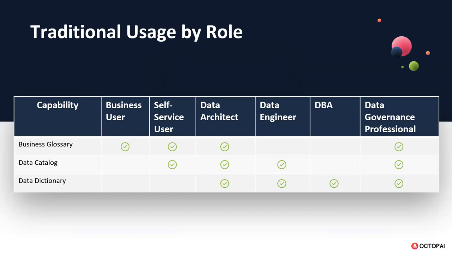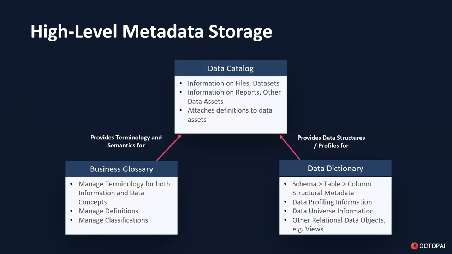And then we have the data catalog. And the data catalog is an agglomeration. Can we just go back one slide, please? Major data assets, files, data sets, which are logical groupings of data, reports, other data assets, and it attaches definitions to these data assets at this more aggregated level. Okay, can we go to the next slide, please?